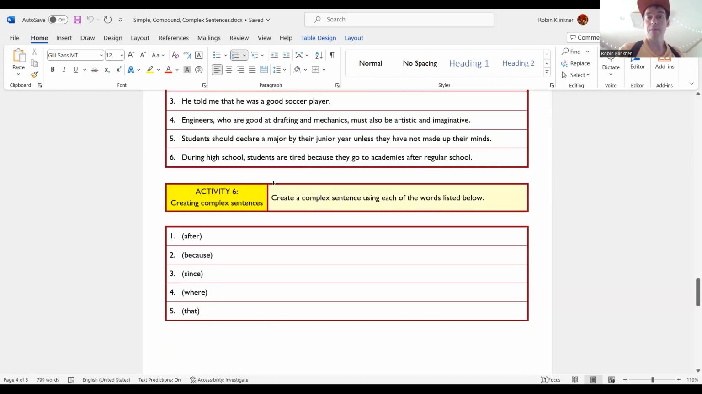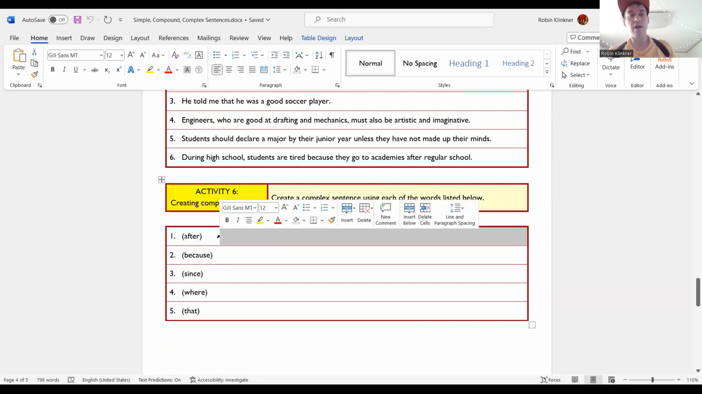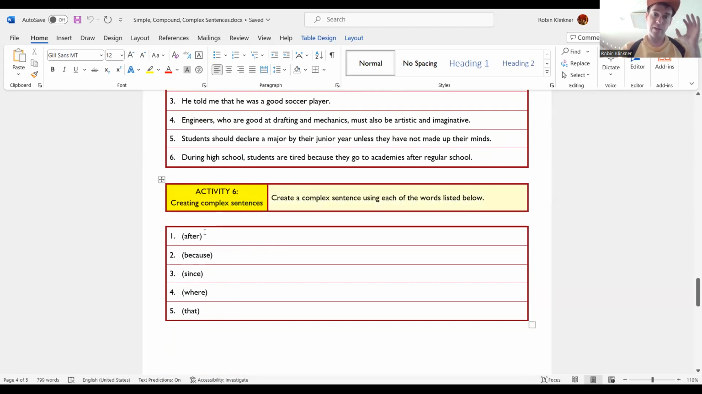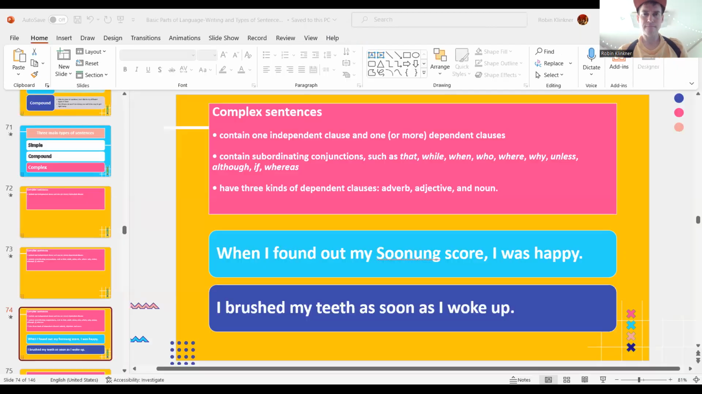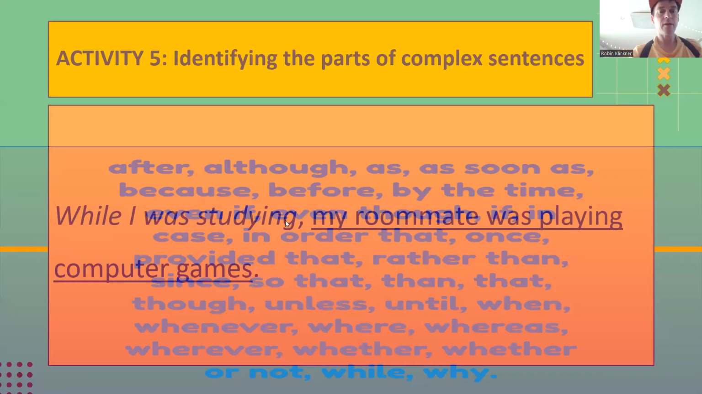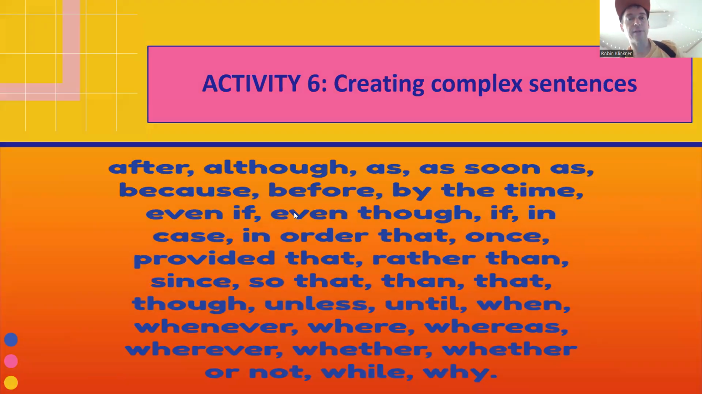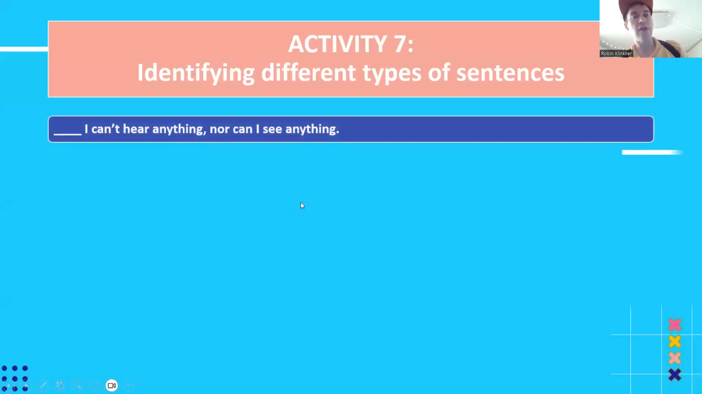For activity 6, write a complex sentence using each of the words. You can write about anything, but just remember a complex sentence has an independent clause, a complete thought, plus a dependent clause, an incomplete thought that begins with these words. Okay, activity 6, creating complex sentences. And finally, we're at the end.